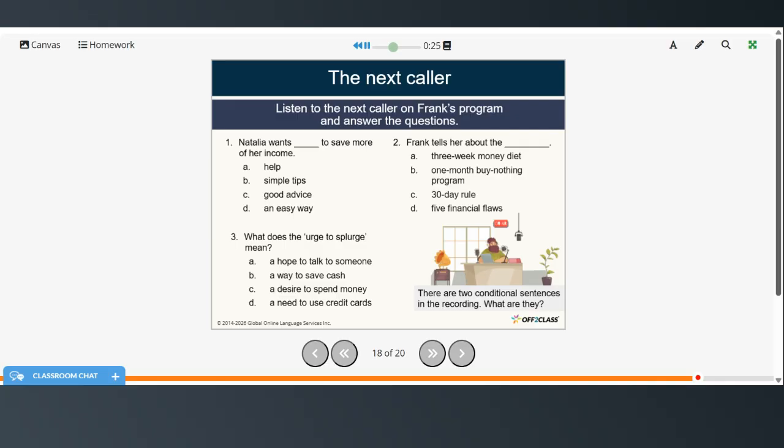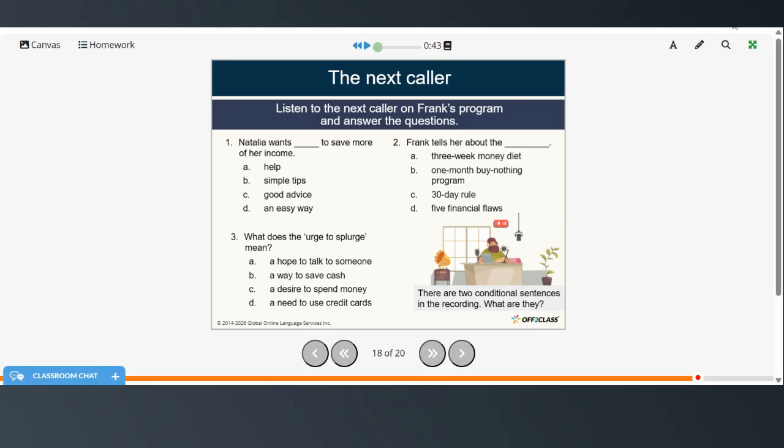Well, Natalia, this is my favorite tip. It's called the 30-day rule. Whenever you feel the urge to splurge, whether it's for new clothes or a laptop, force yourself to stop. Instead, take the money and deposit it into a savings account. After 30 days, if you still want the item and can afford it, buy it. Often, in those 30 days you'll forget about the item if you don't really need it. Thanks. You give sensible advice.